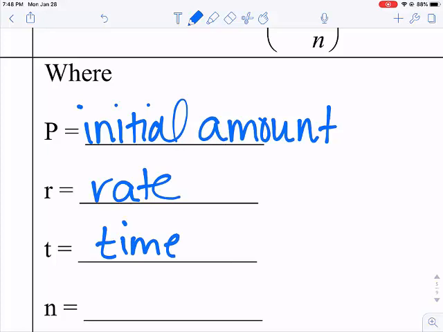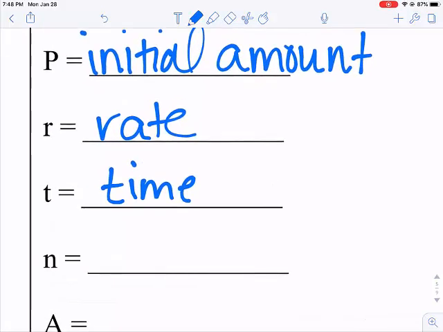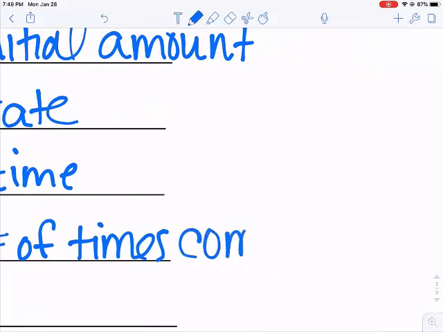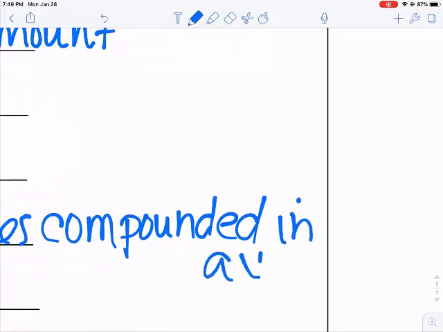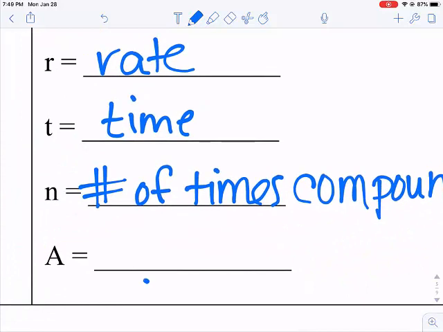If time is given, for example, in half years, or it says 6 months, then consider that half a year. So time is 0.5. If it says it's a quarter of a year or something like that, just make the adjustments. Time in years doesn't have to be 1. It could be half a year. N is going to be the number of times compounded in a year. And then A, of course, is that after or that future value.